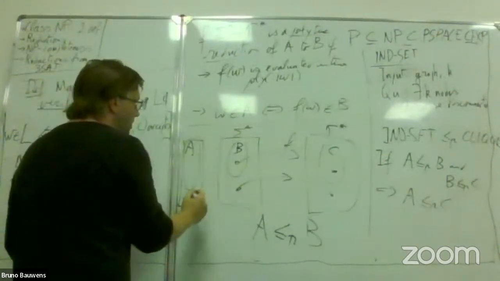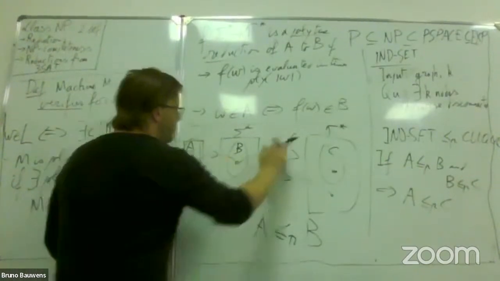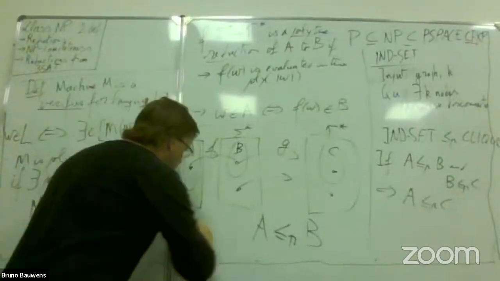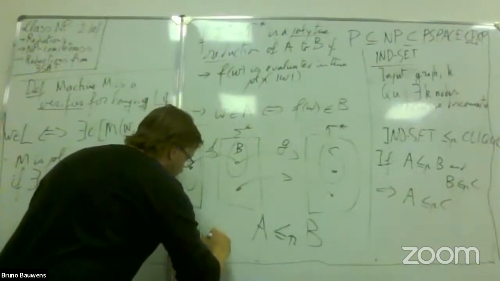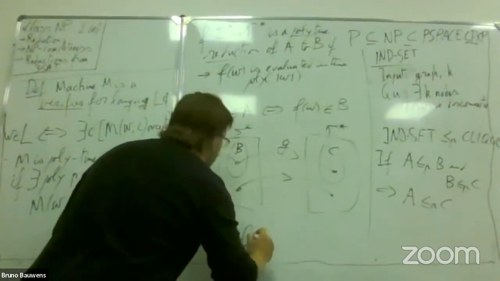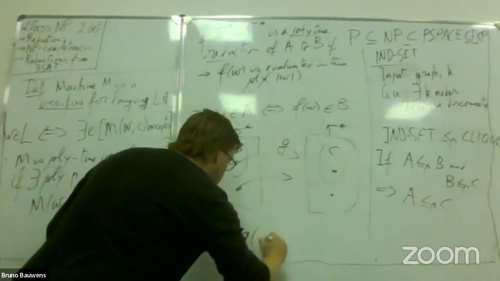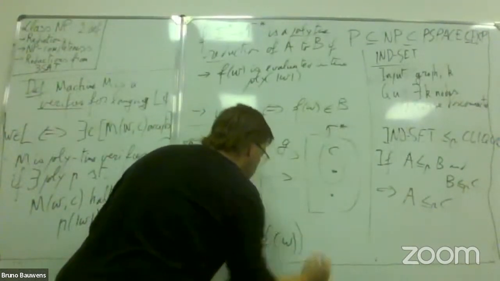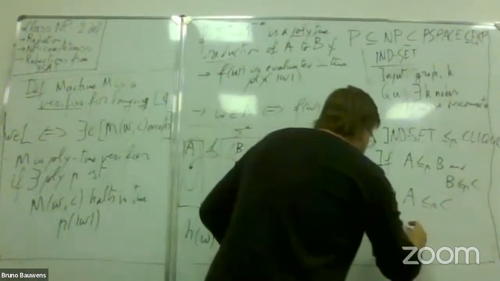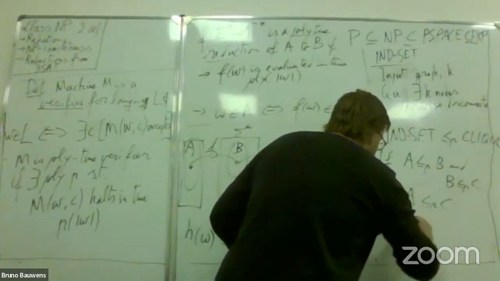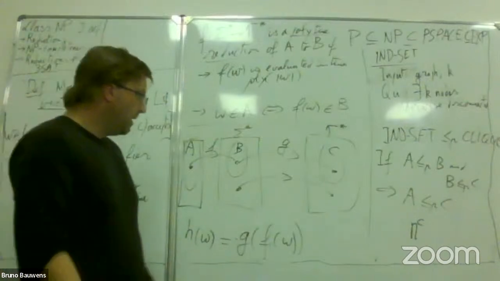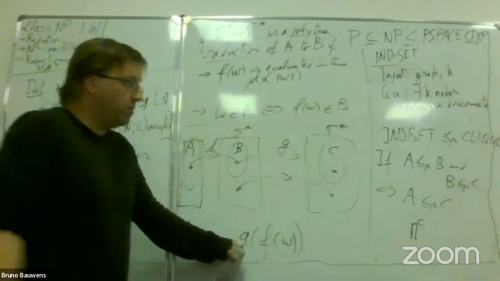Yeah, indeed, that's a property that we need. So if we have a reduction F here and another reduction G here, then we can consider the reduction H of W equal to G of F of W. The runtime of F might be n to the power C for some C. For G, we might have n to the power D.